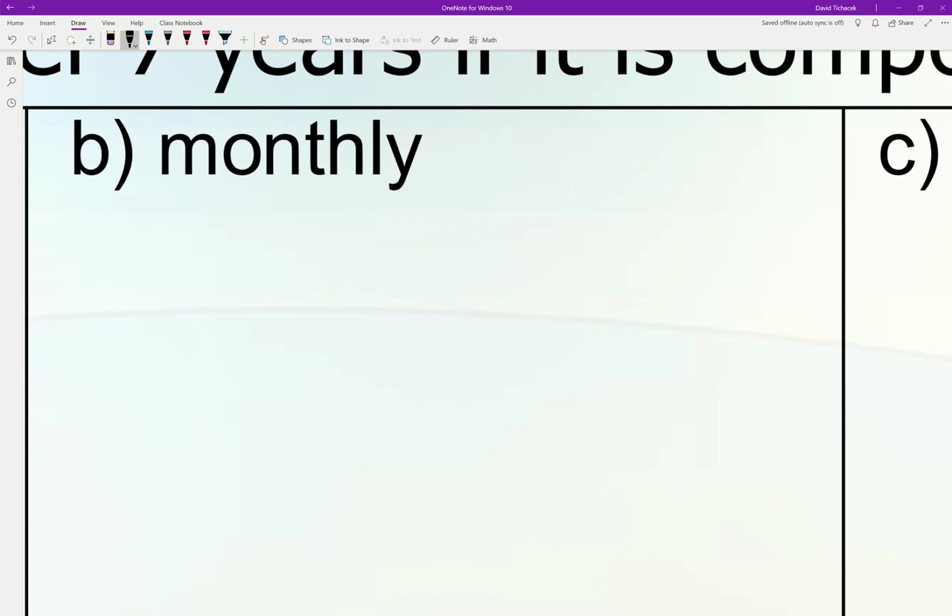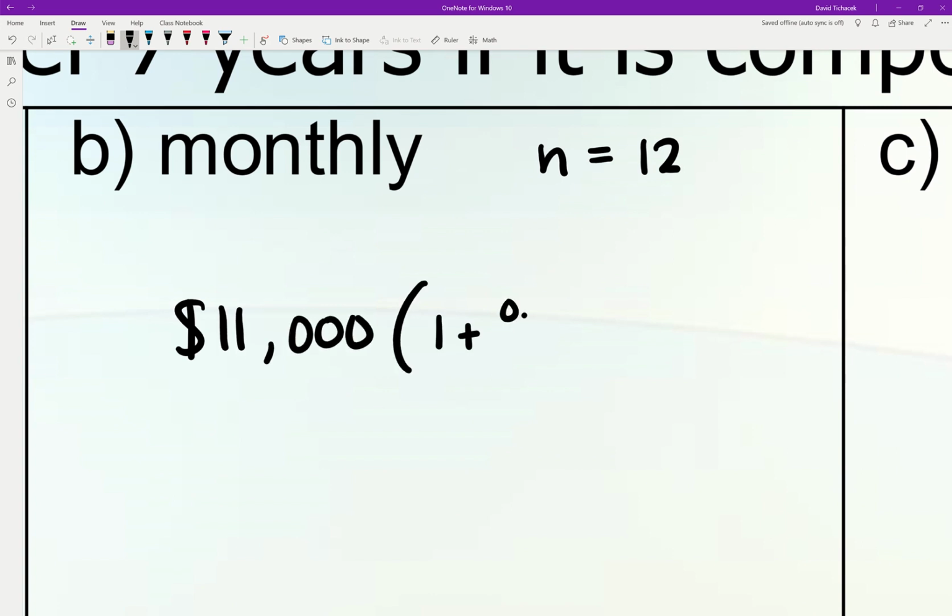Now, whenever we're compounding monthly, then that means once a month, and of course there are 12 months in the year, so that would mean that n is equal to 12. So setting this up, we would see that that would be $11,000 that we started with times 1 plus the interest rate divided by the number of times you compound.